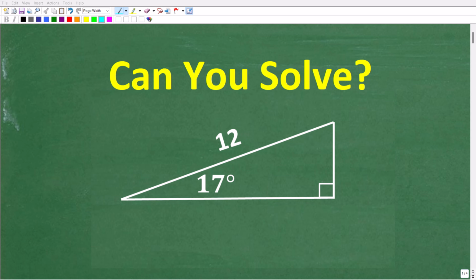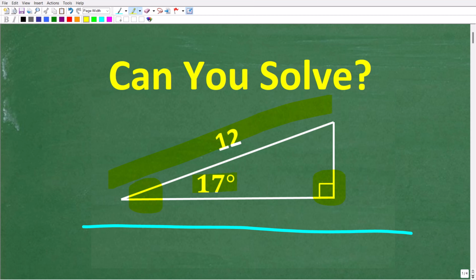Can you find the area of this triangle? Well, hopefully your math skills are strong enough to figure this out, but let's take a look at the problem. So we have a right triangle, and this angle right here is 17 degrees, and this side right here is 12. And again, we want to find the area of this triangle.